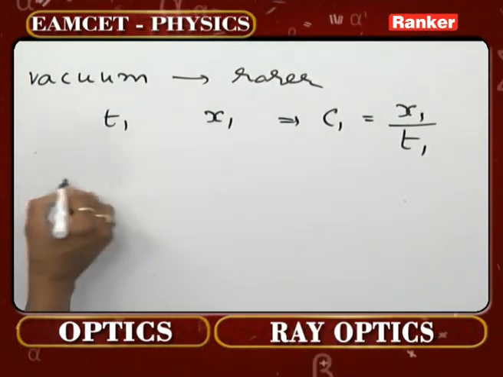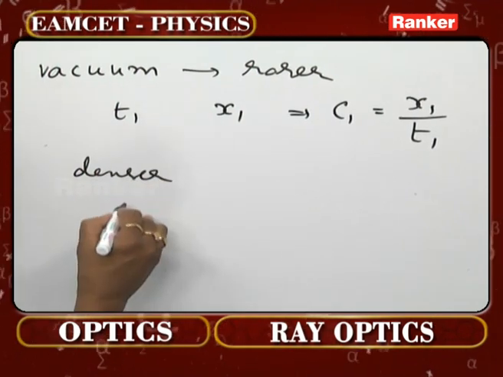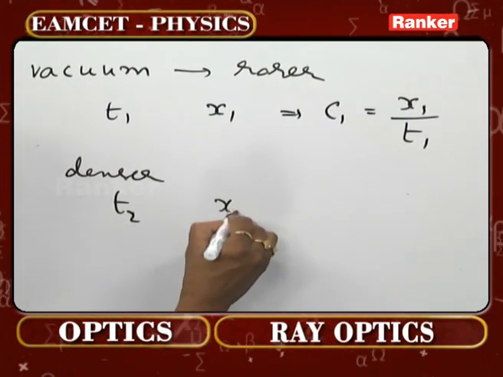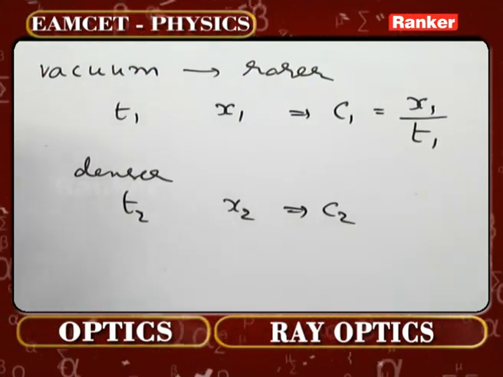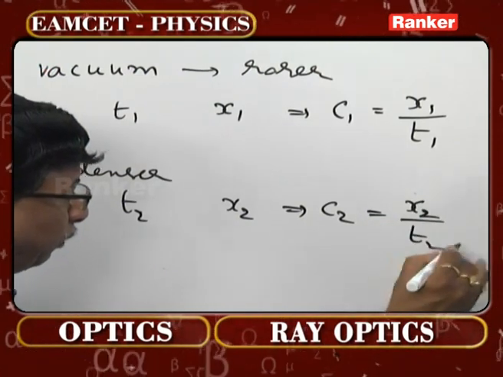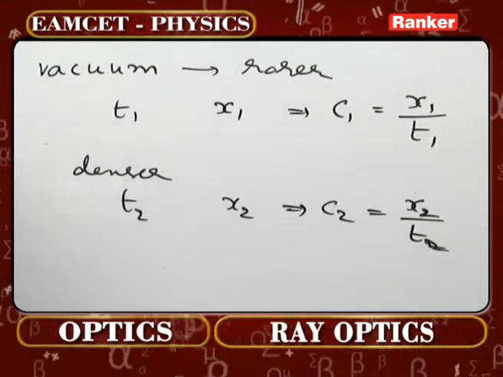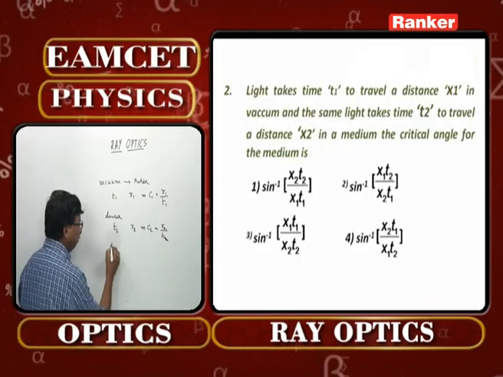Now come to the second one, please. In a medium, that will certainly be a denser medium. t2 is the time it takes to travel a distance x2. Then what will be the velocity over here? c2 becomes x2 by t2. That is the concept. Now what is this question? What is the critical angle is the question.